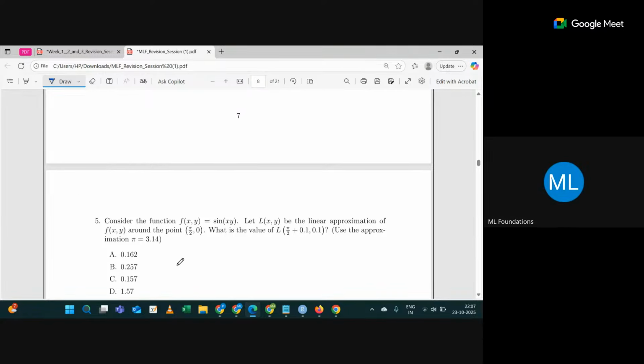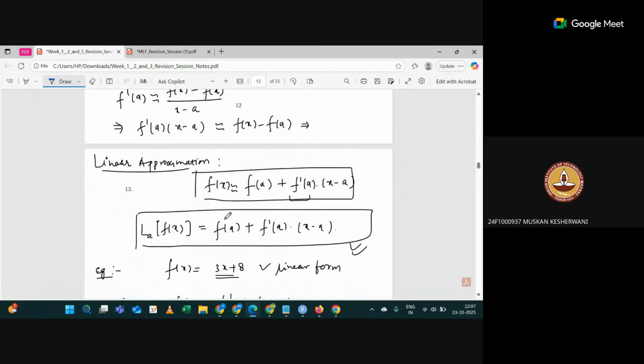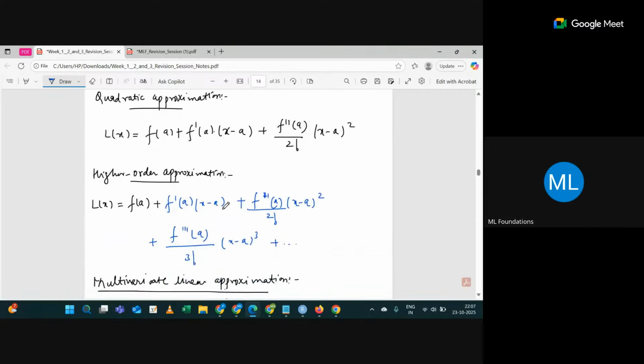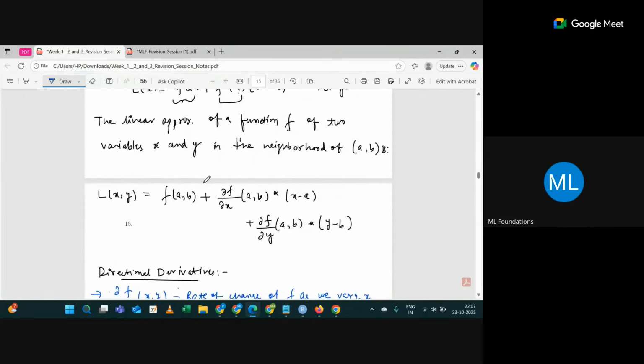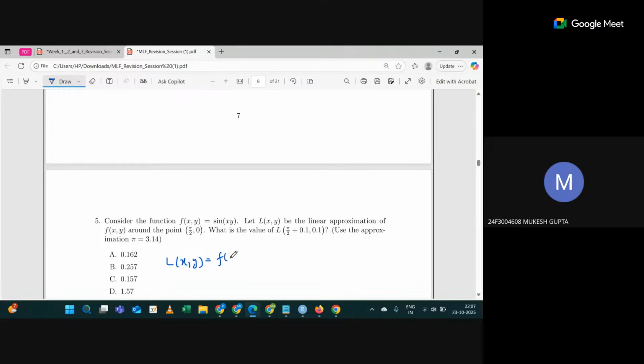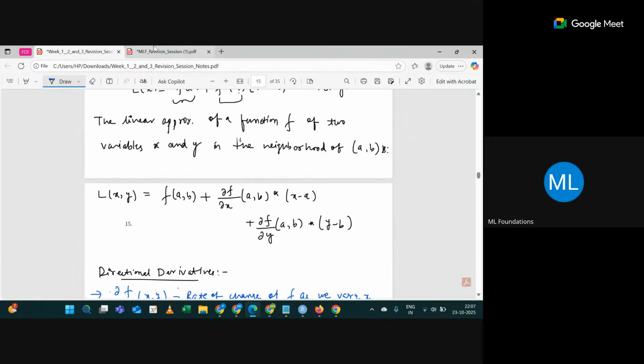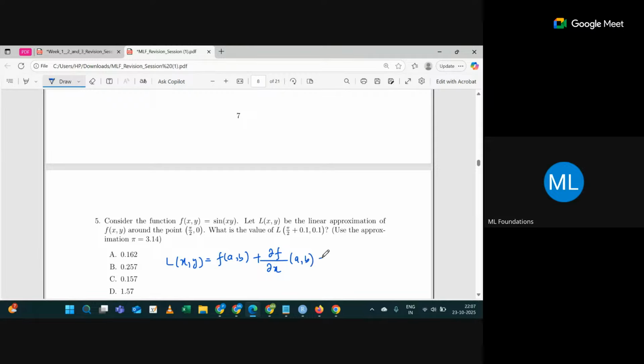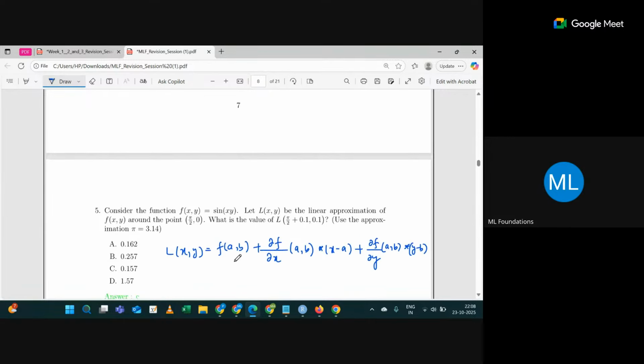What will be the formula? L of x comma y is equal to f of a comma b plus the derivative del f del x at a comma b, times x minus a, plus del f del y at a comma b, times y minus b. Very good. Now please try to solve this.